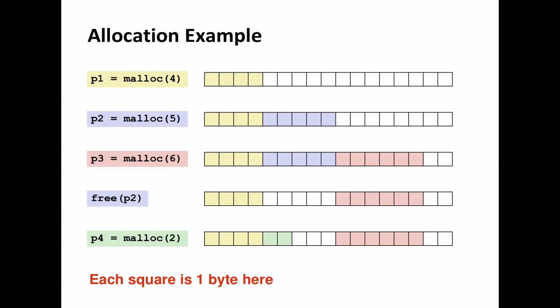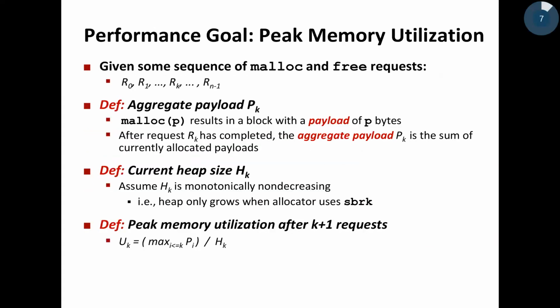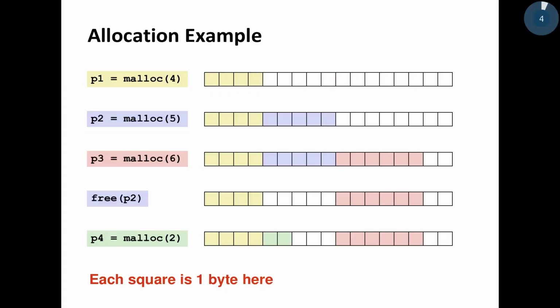So again, the definition is that malloc results in a block of payload of p bytes, right? After request Rk has completed, the aggregate payload Pk is the sum of currently allocated payloads. So we'll have to find the sum of them. So how is it different from the heap size? What is the heap size here? We have 12 bytes allocated, right? And how many free blocks?